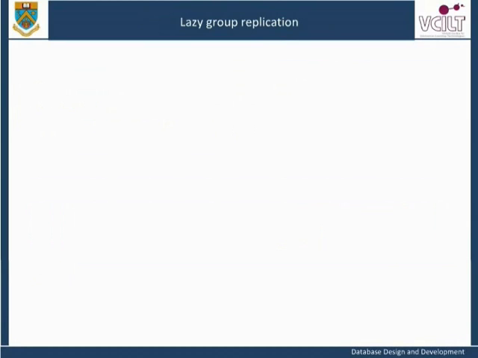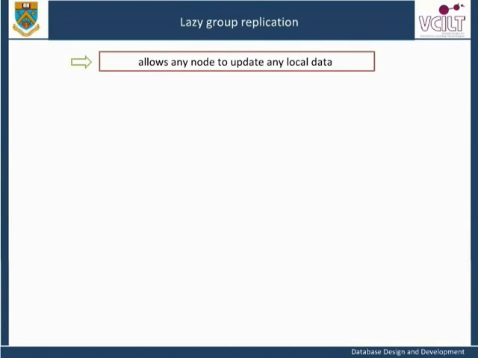Lazy group replication, however, allows any node to update any local data. When the transaction commits, a transaction is sent to every other node to apply the root transaction's updates to the replicas at the destination node. It is possible for two nodes to update the same object and race each other to install their updates at other nodes. The replication mechanism must detect this and reconcile the two transactions so that their updates are not lost.